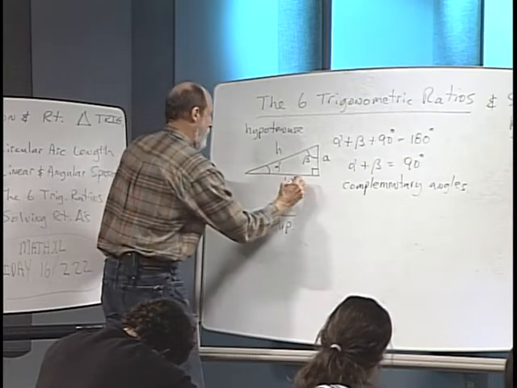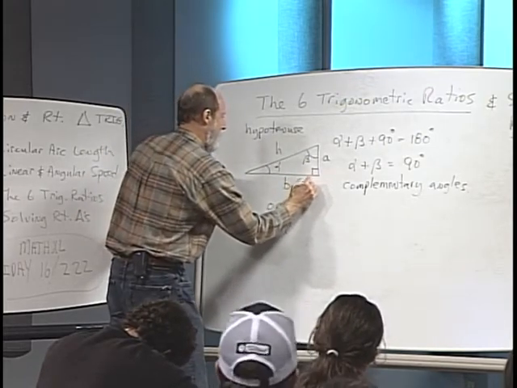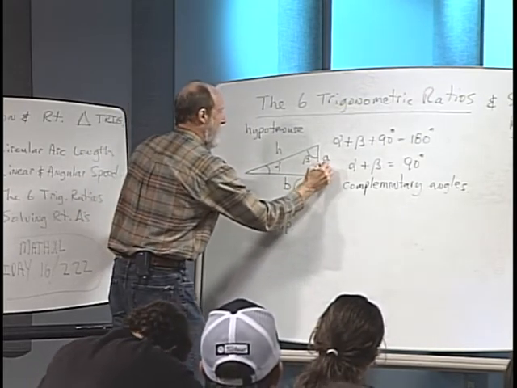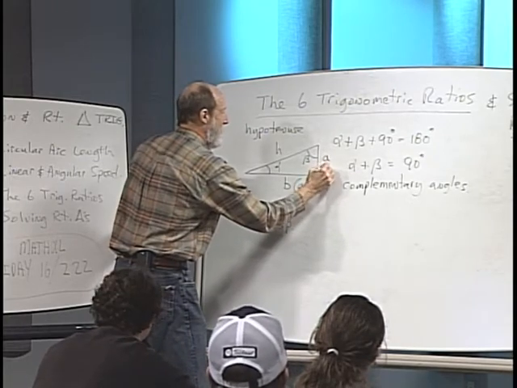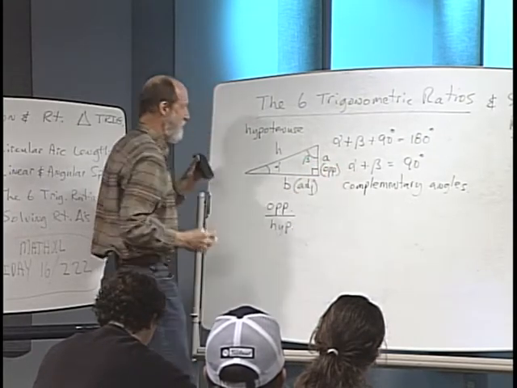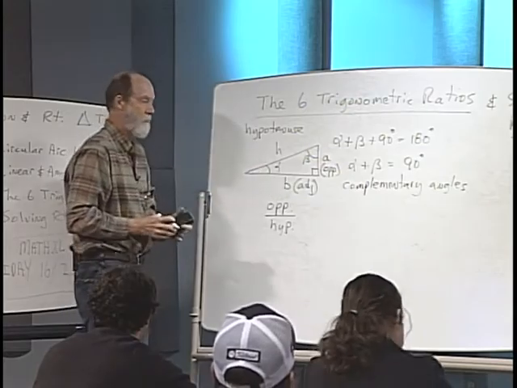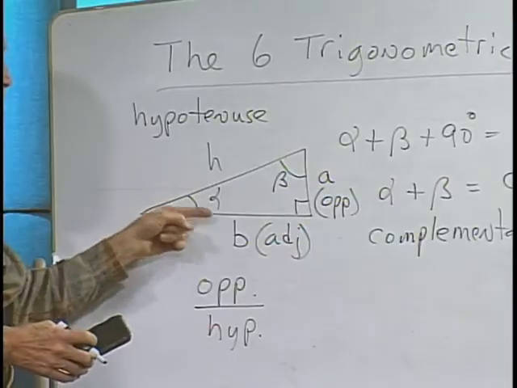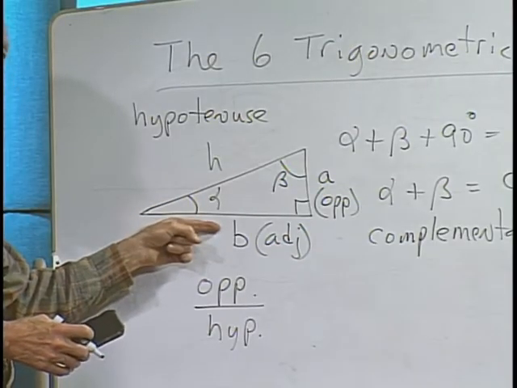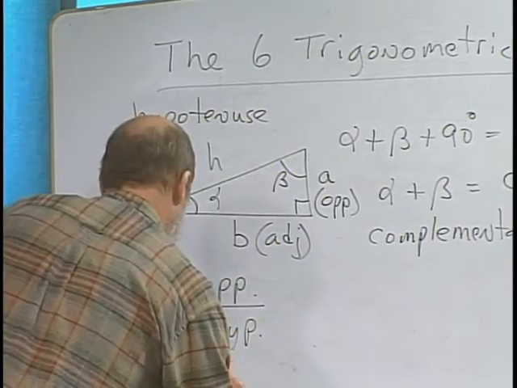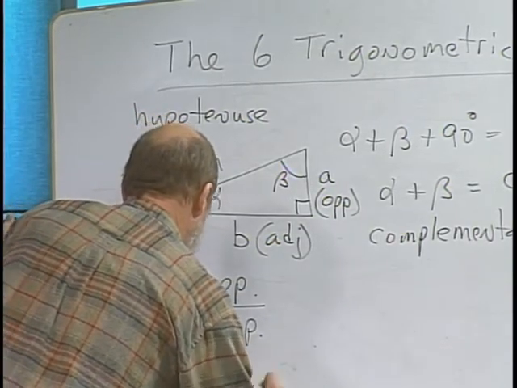The next one is the adjacent side to angle alpha, right here. This is the adjacent side. I'm going to label that ADJ right here, and I'm going to label this one up here OPP, related to angle alpha. Adjacent to angle alpha is this side. So that's the second ratio, the adjacent side to the hypotenuse.